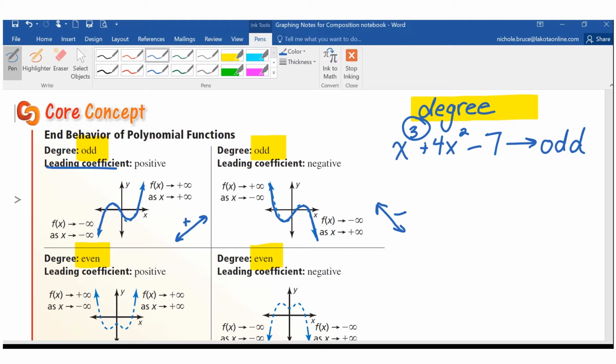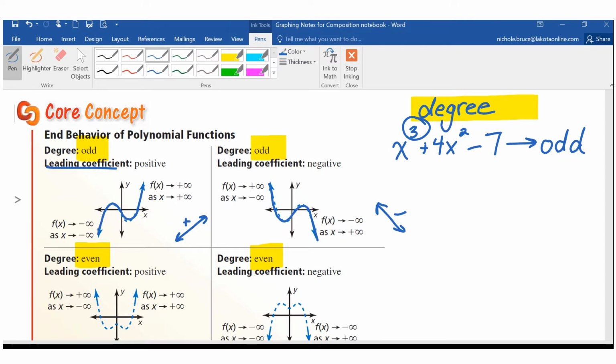Now flip your arms. This is still an odd function. It means that my greatest exponent is an odd number, so 1, 3, 5, 7, 9. But it's positive because it's going up. Okay? Let your arms rest. Now put them both up. This is an even function. Your exponents are 2, 4, 6, 8.